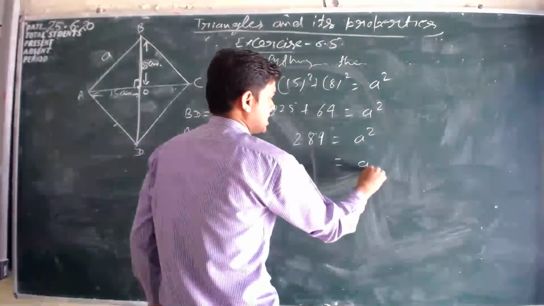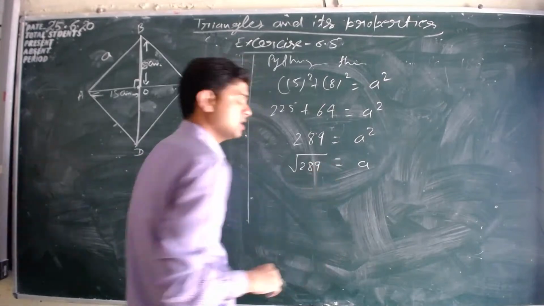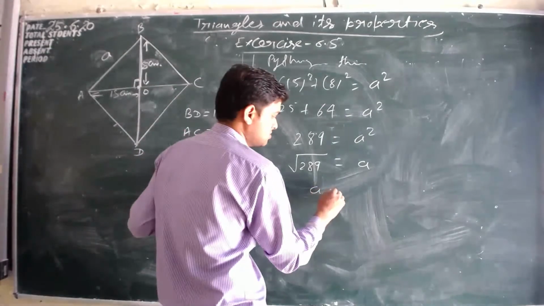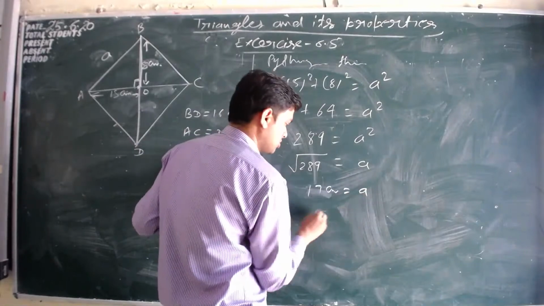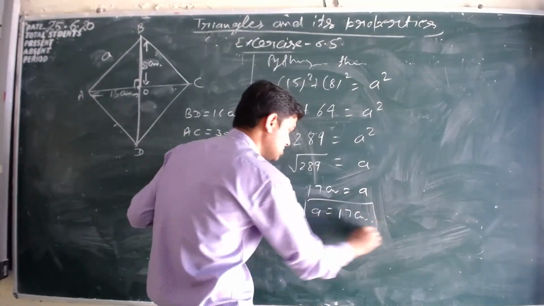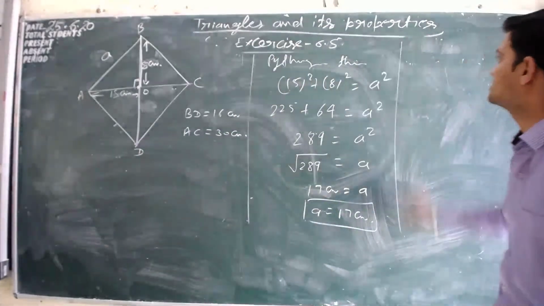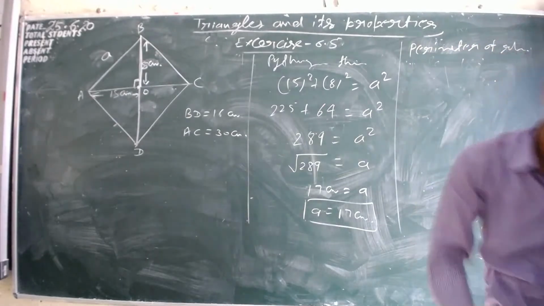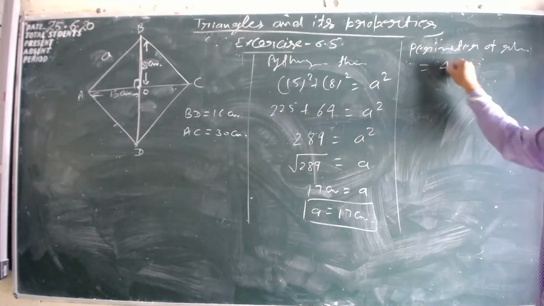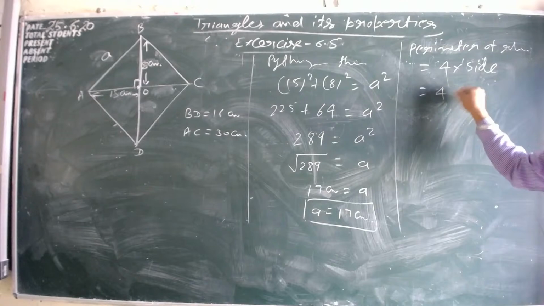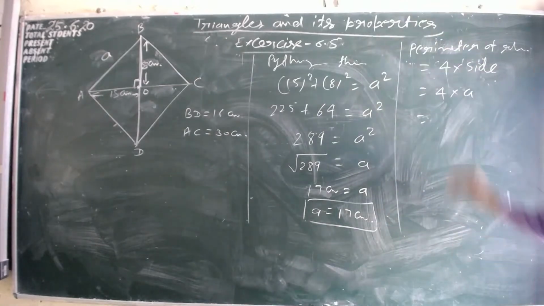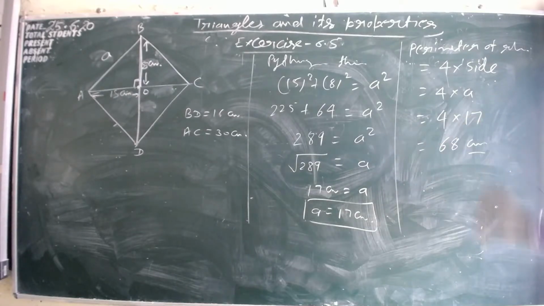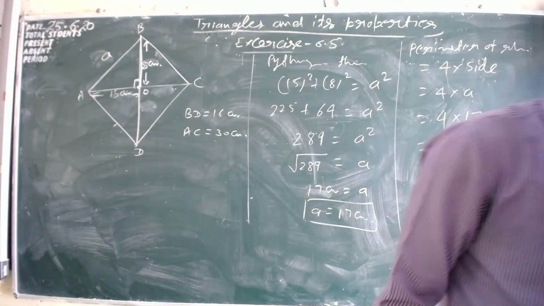So what do we get? Square root of both sides: a square becomes a, and we have to find the square root of 289. Okay, you know that it is 17. a is equal to 17 centimeter. Are you clear? Now we have to calculate the perimeter of the rhombus. Perimeter of rhombus is equal to 4 into side, because all sides are the same, so the sum of all sides will be 4 into side. So 4 into a is equal to 4 into 17, which is 68 centimeter. That is your answer. Clear? That's your exercise 6.5.